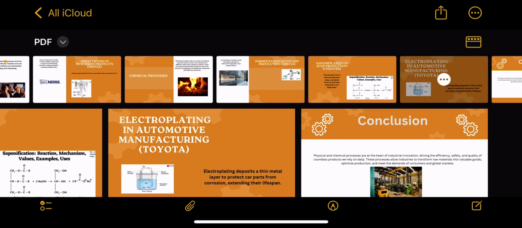Well, as we know, the conclusion would be that the integration of physical and chemical change processes across various industries is very important, because we have learned that we need efficiency, we need quality products for your final product. So understanding this application is crucial if you want to improve your process.